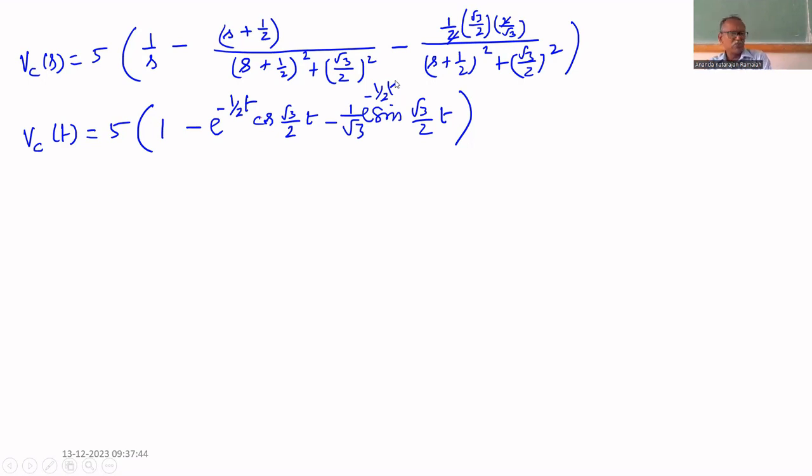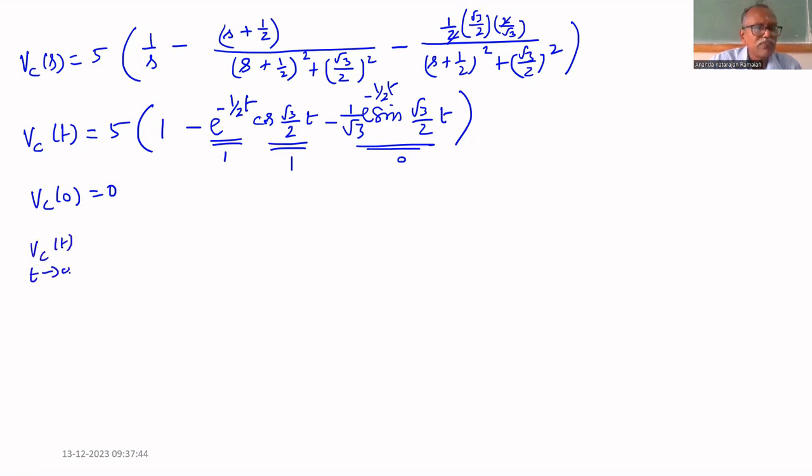Initial value 0 because sine 0 is 0, cos 0 is 1, e power minus 0 also 1. Therefore 1 minus 1 you will get 0. VC of 0 equal to 0. That's why e power 0 is 1, cos 0 is 1, 1 minus 1 is 0. VC of t as t tends to infinity equal to what you will get? E power infinity is 0. Therefore 5.